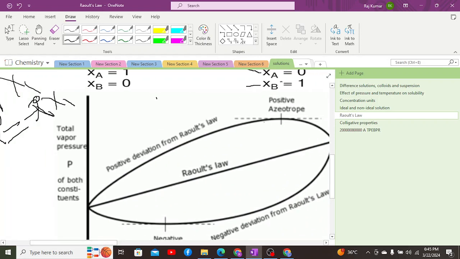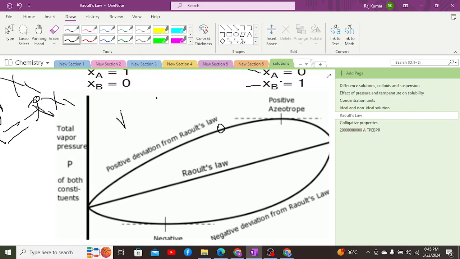Those solutions which are positive azeotropes basically have their vapor pressure increased. They have higher vapor pressure than the ideal solution. They have higher vapor pressure and lower boiling point, such that they have higher vapor pressure than the vapor pressure of the pure components, and lower boiling point as compared to the boiling point of the pure components.